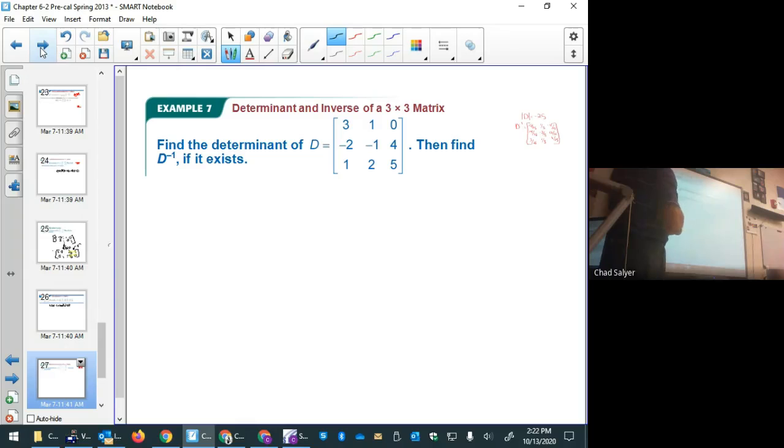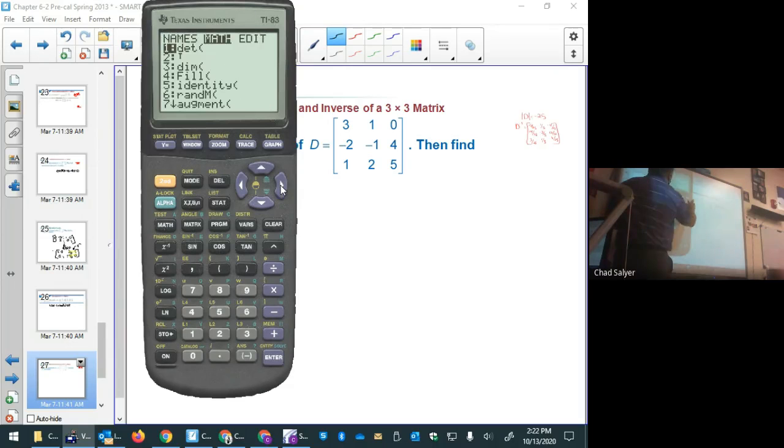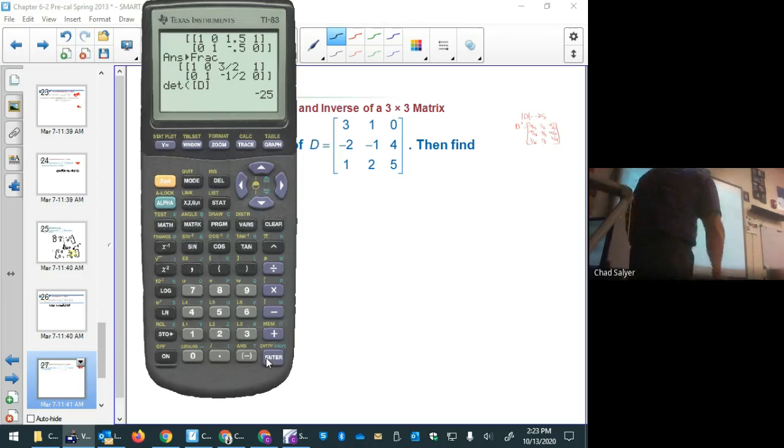Okay, so let's find the determinant of a 3 by 3 matrix. So we'll define A, actually it says D, so we'll just call it D. And it's going to be a 3 by 3, and it's 3, 1, 0, -2, -1, 4, and then 1, 2, 5. And so matrix math determinant is the first option. And then we feed our matrix into it, D this time as in delta. And it tells me that is -25.